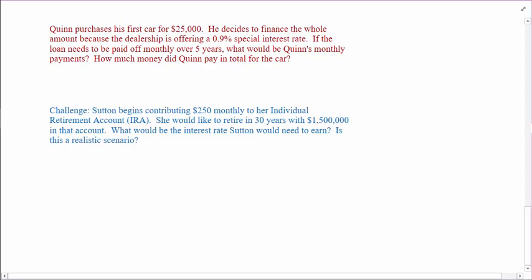Second, this is our challenge here. Sutton begins contributing to her IRA. She'd like to retire in 30 years. She'd like to have $1.5 million in that account. What interest rate would Sutton need to earn? Is that a realistic interest rate? Is this scenario realistic?